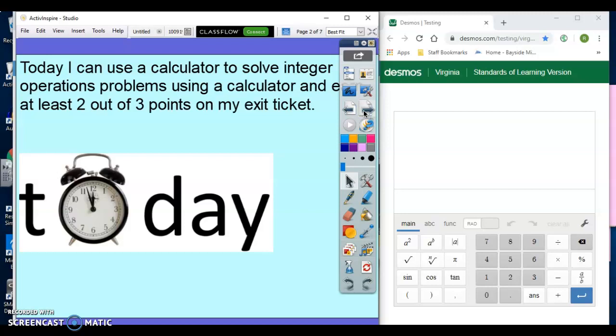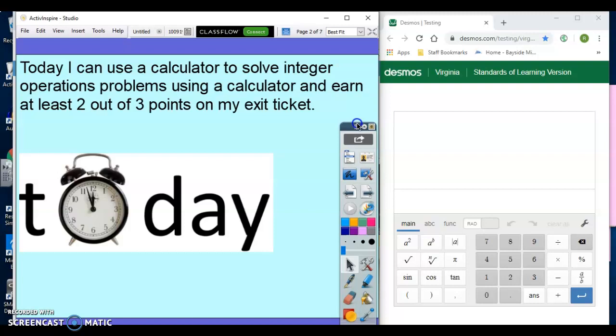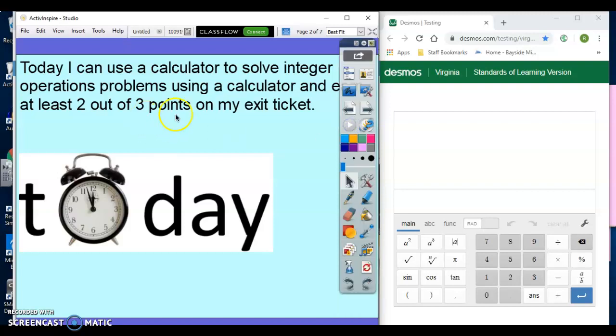All right, so this is your target for today. It says, today I can use a calculator to solve integer operation problems and earn at least 2 out of 3 points on my exit ticket. So before you leave today, you have to make sure that you complete the exit ticket, and honestly, you should get a 3 out of 3. So today should be a good day to help boost that score a little bit more.